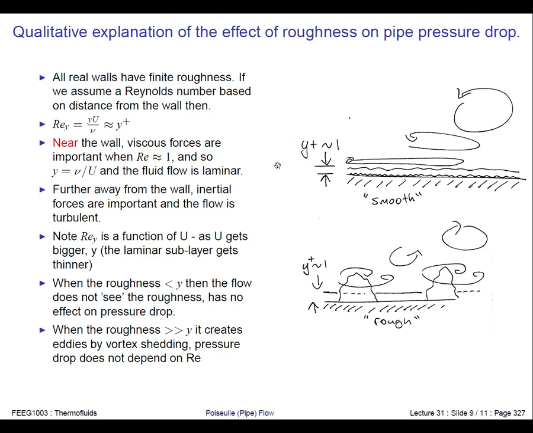The key to understanding the Moody diagram is to think about the size of the roughness relative to the thickness of this laminar boundary layer. The easiest way to do it is to think about the two limits. When it's a smooth wall, the roughness is smaller than the thickness of the laminar sublayer. So the roughness is hidden in this laminar sublayer, and the flow doesn't effectively see it, and it doesn't affect the pressure drop.